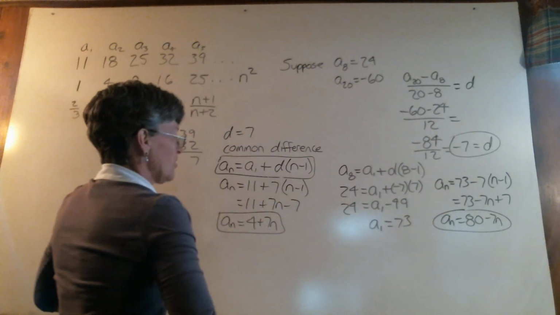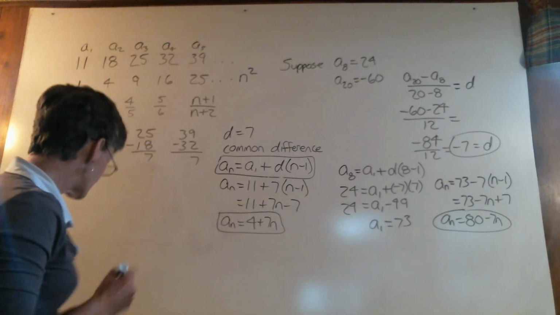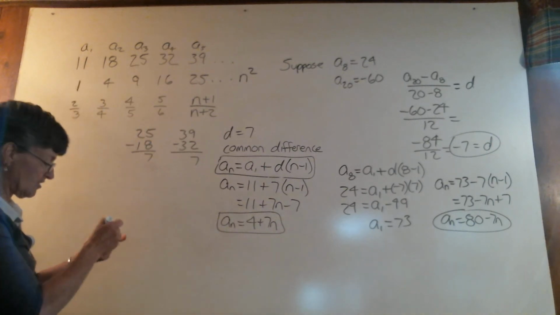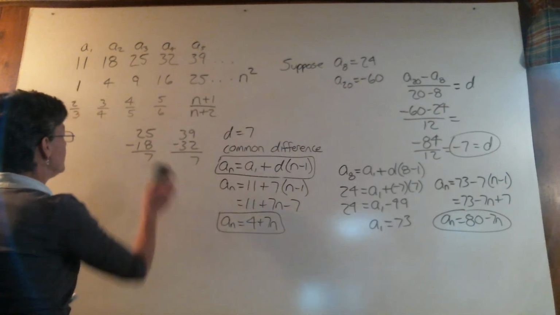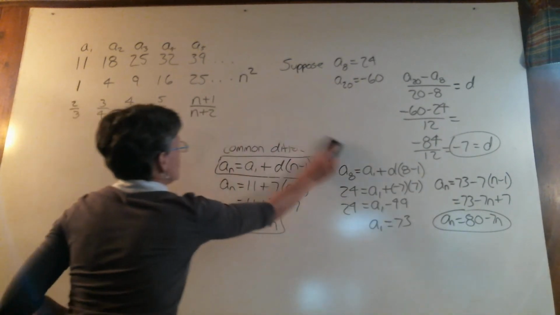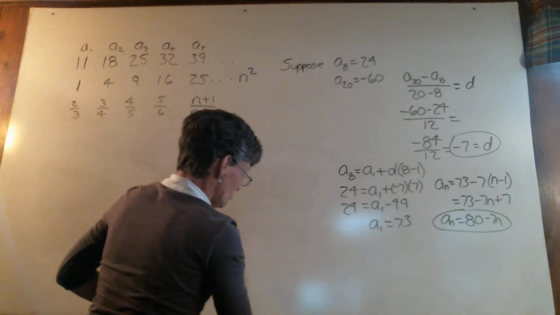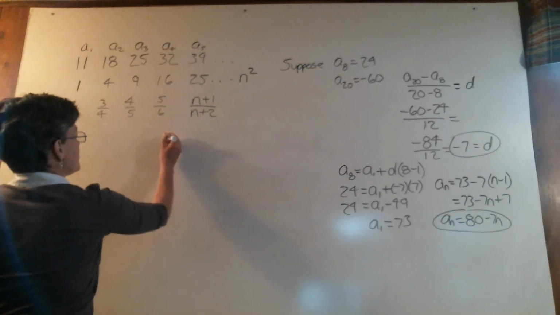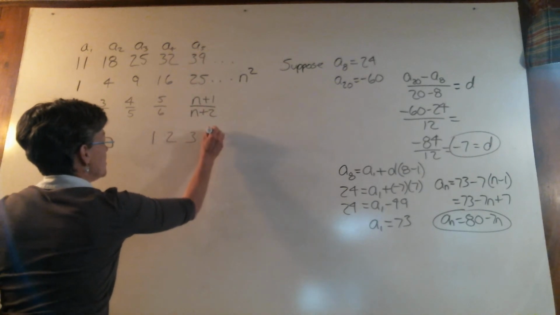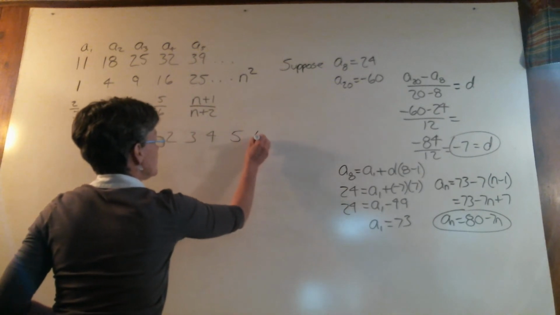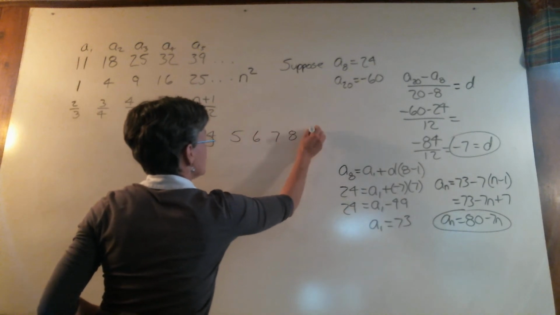All right, well, let's talk about the sum of an arithmetic sequence. So if you want to write the formula for the sum of an arithmetic sequence, we can do that as well. All right, so I'm going to erase this and put a different pattern up here. So here's another arithmetic pattern: 1, 2, 3, 4, 5, 6, 7, 8, 9.